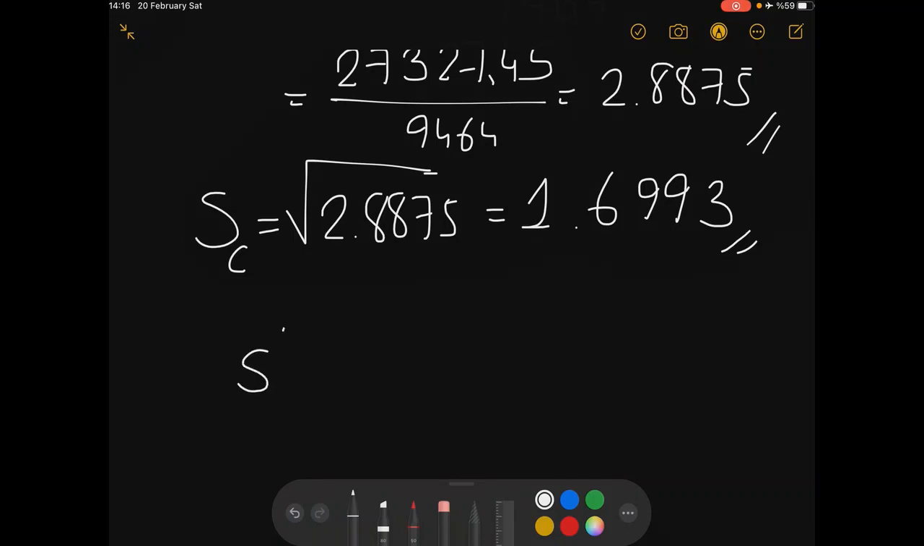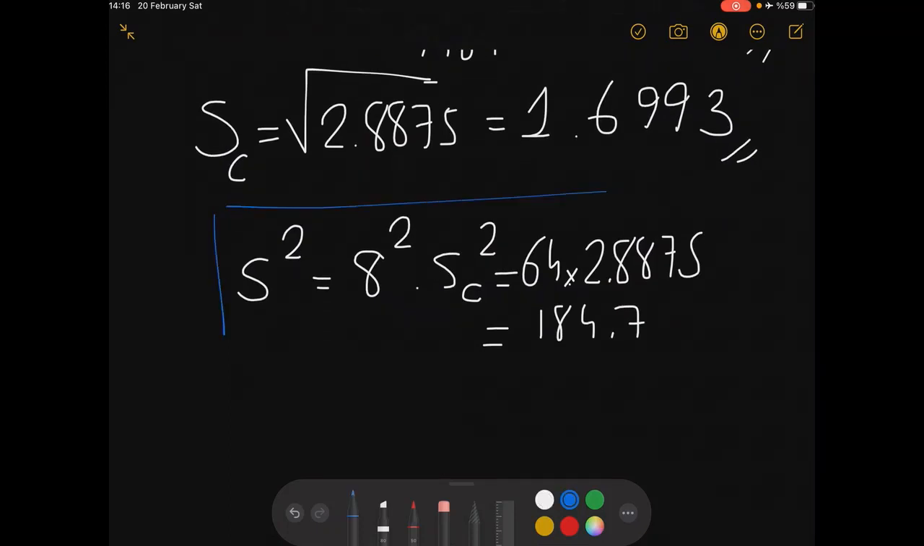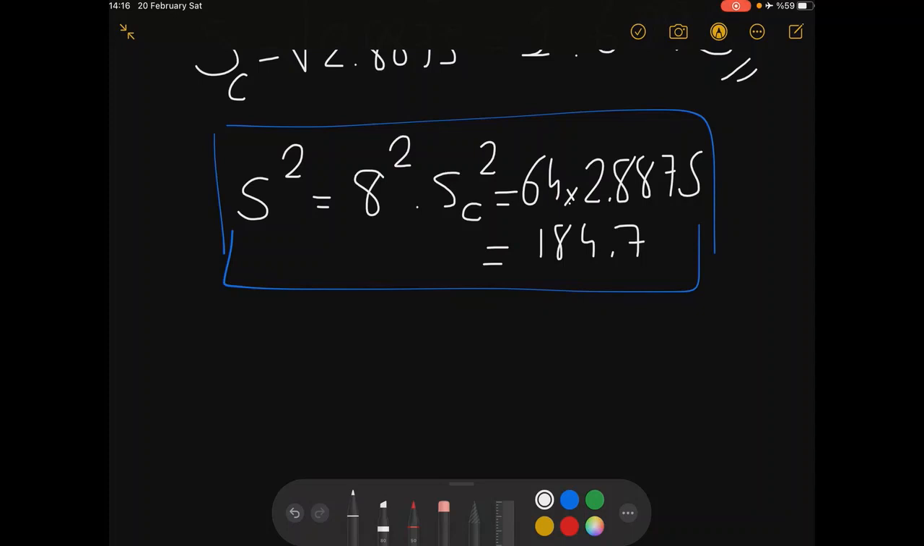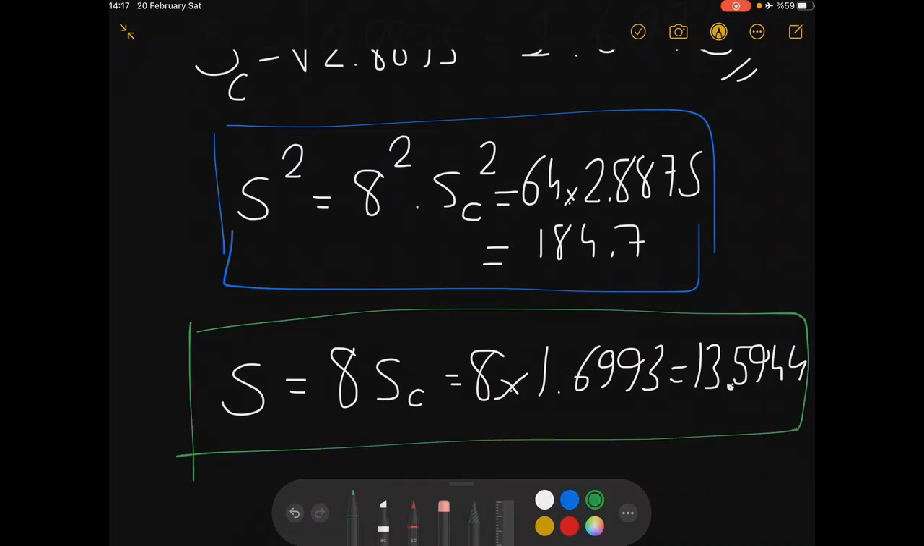We do the inverse coding here. Your S square is, again, what we do is inverse here this time, C square, and it is 64 times 2.8875. So this would be your answer to the original variance. And you can either directly get the square root of this one, or go back with the statistical coding as well. It is 8 times 1.6993, and it would be 13.54. Okay, this one. So this would be your standard deviation in the original value.